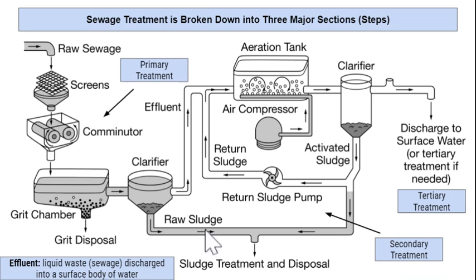A word that I'm going to be using a lot throughout the next week as we talk about sewage treatment is effluent. This is essentially just liquid water or sewage discharged back into a body of water. When we talk about treating sewage, there are essentially three main steps: primary, secondary, and tertiary treatment, all of which do unique functions to help make the water as healthy as possible.